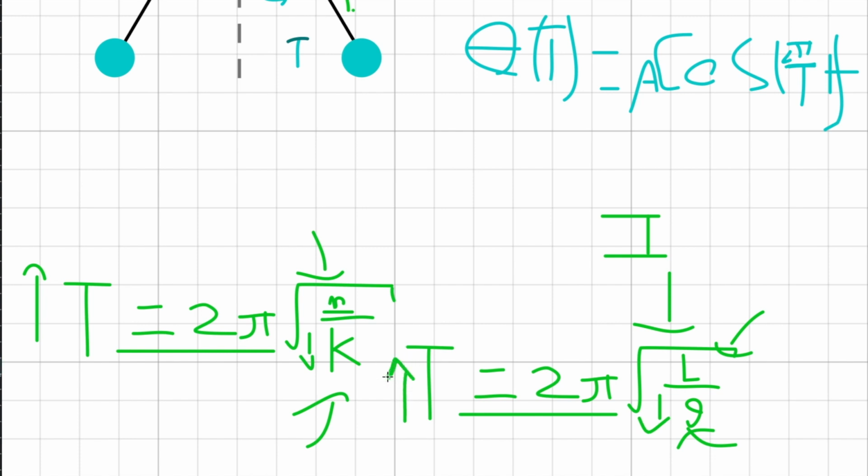So that is how pendulums work, and that's basically an intuition on how pendulums work. That was a very short video.